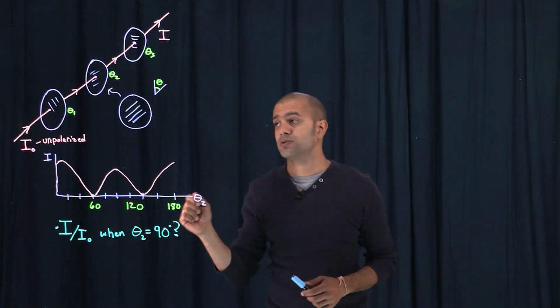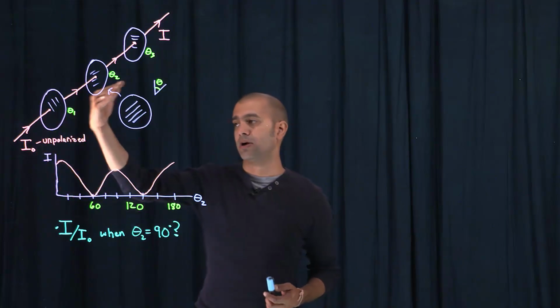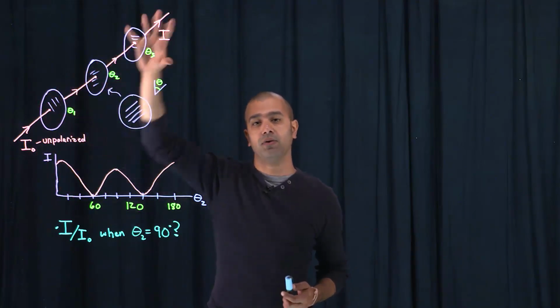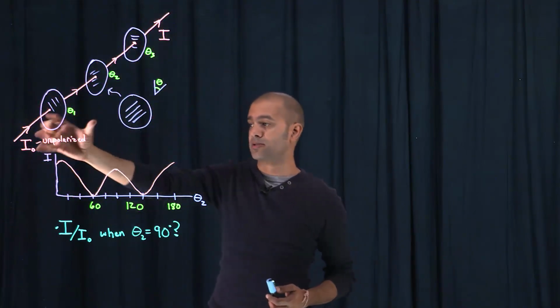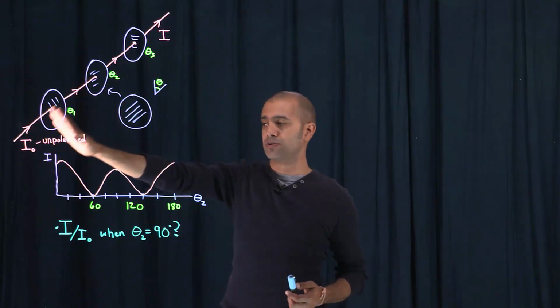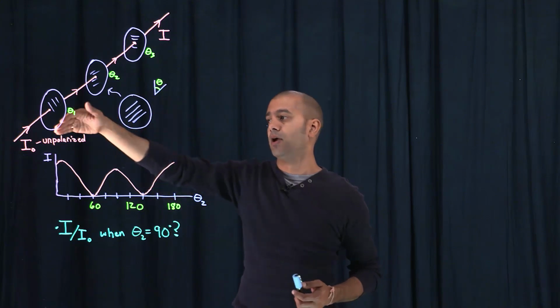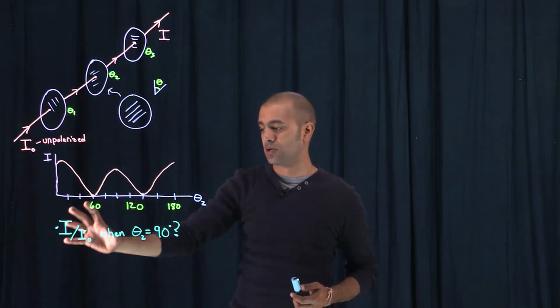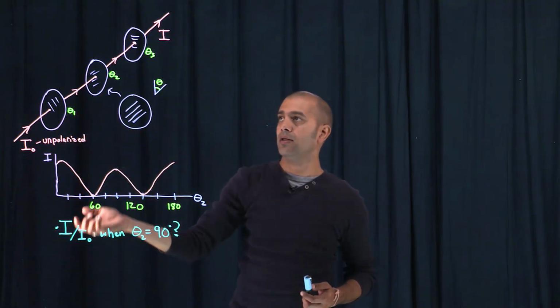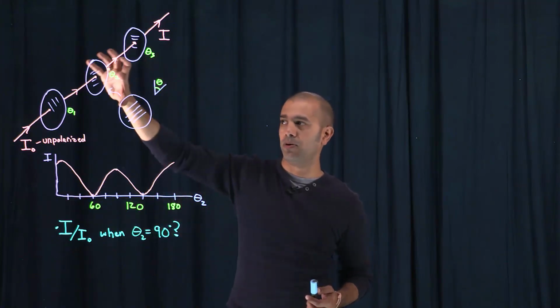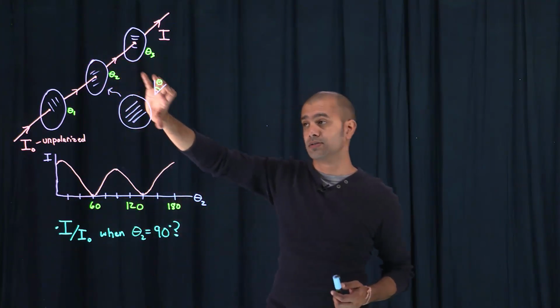As the problem states, we have light traveling in a particular direction and it's going to travel through three different polarizers. The initial light is unpolarized, but as it goes through these polarizers, it's going to line up direction with whatever direction the polarizer is. And what we're asked to find is the fraction of the original intensity that remains when the middle polarizer is at an angle of 90 degrees.